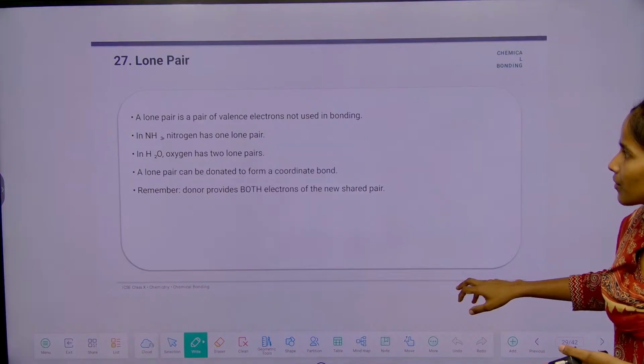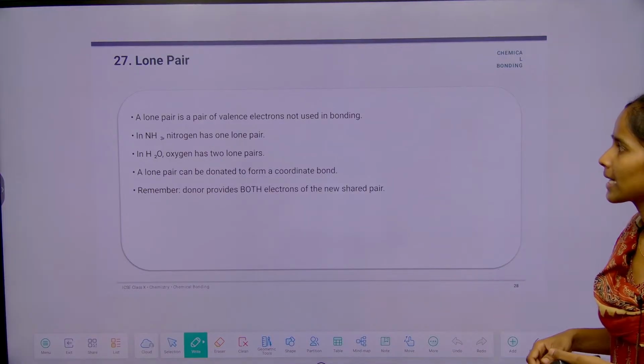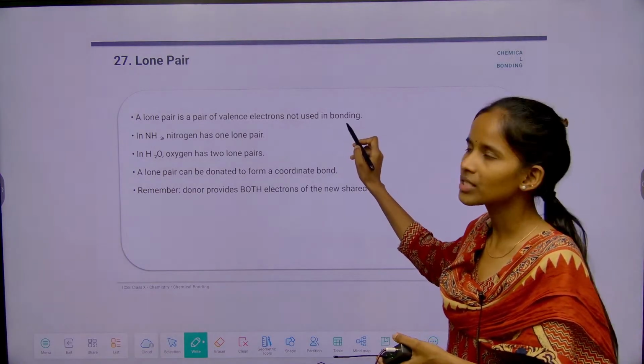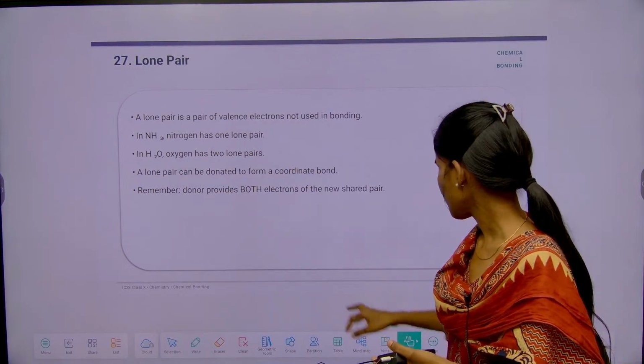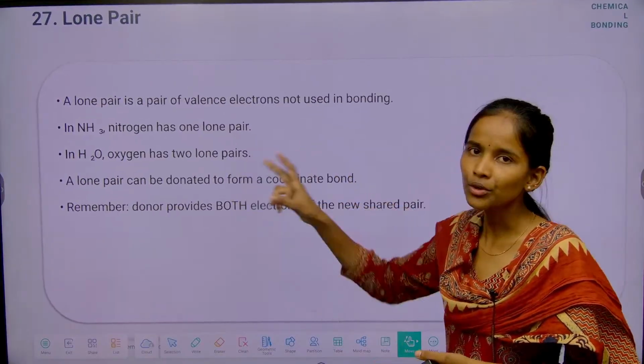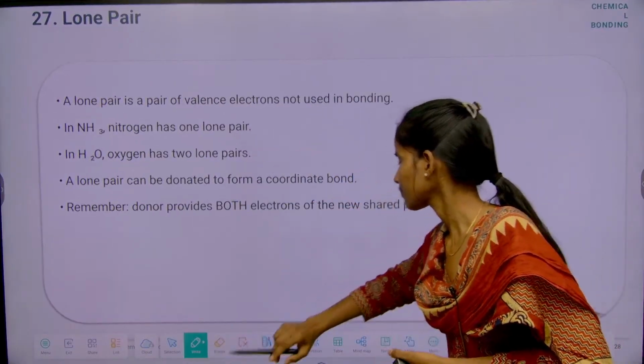Lone pair, which we have discussed already. A lone pair is a pair of valence electrons not used in the formation of a bond. NH3 has one lone pair, whereas H2O has two lone pairs. How will we see that?